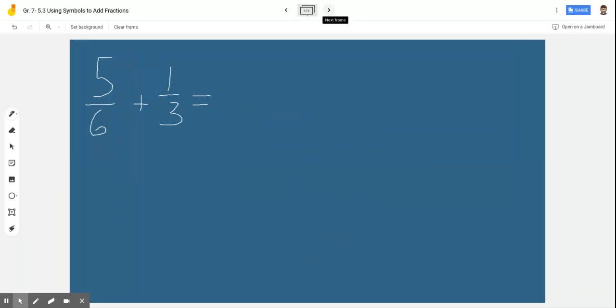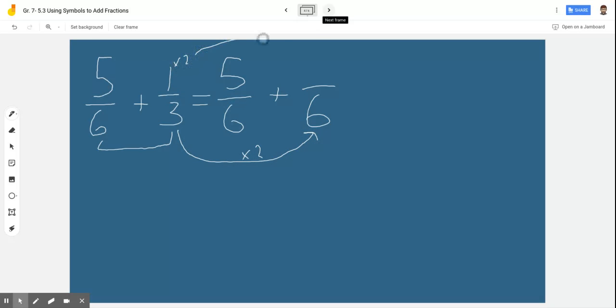In this example, I'm going to find the same denominator by listing the multiples of 3 and 6. But I know that 6 is already a multiple of 3, so I'm going to keep that first fraction the same with a denominator of 6. My second fraction is going to have a denominator of 6 as well. What did I multiply 3 by to get 6? I multiplied it by 2, and I would multiply the top by 2 as well. I add the numerators together. I get 7/6, which is 1 1/6.